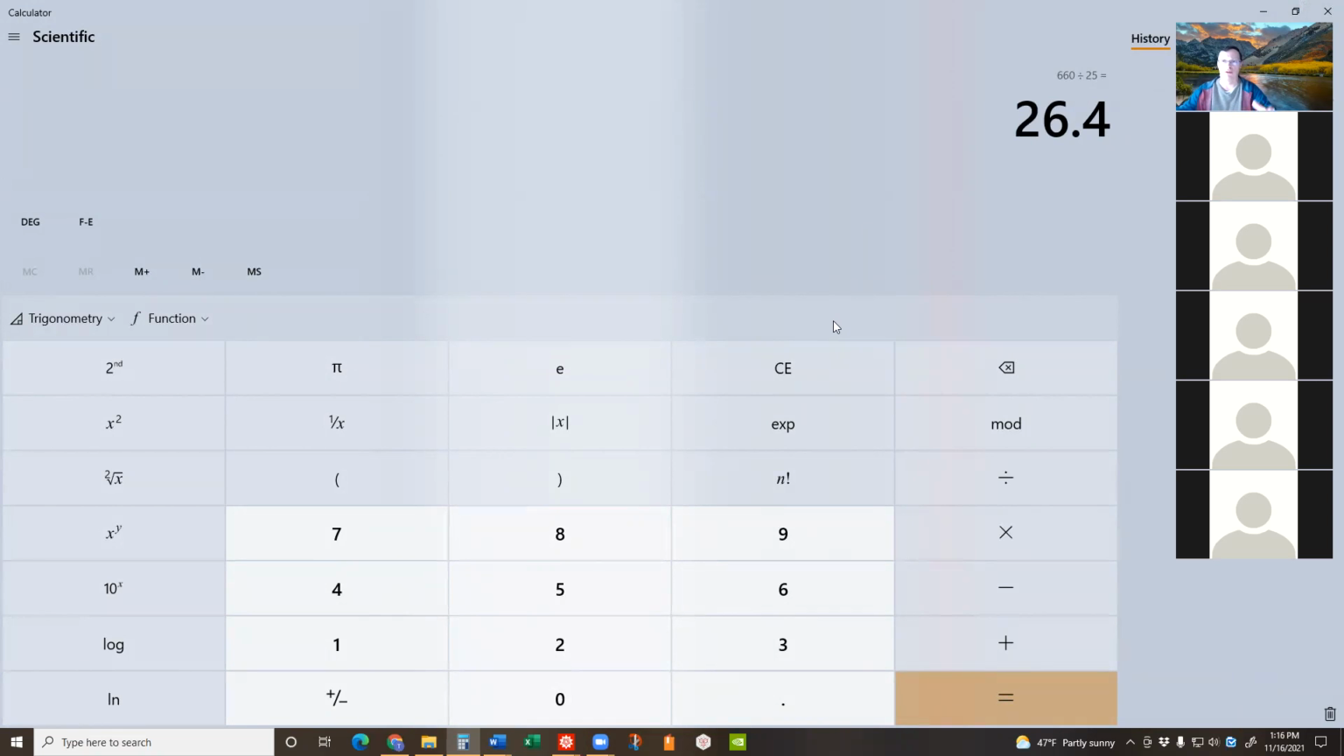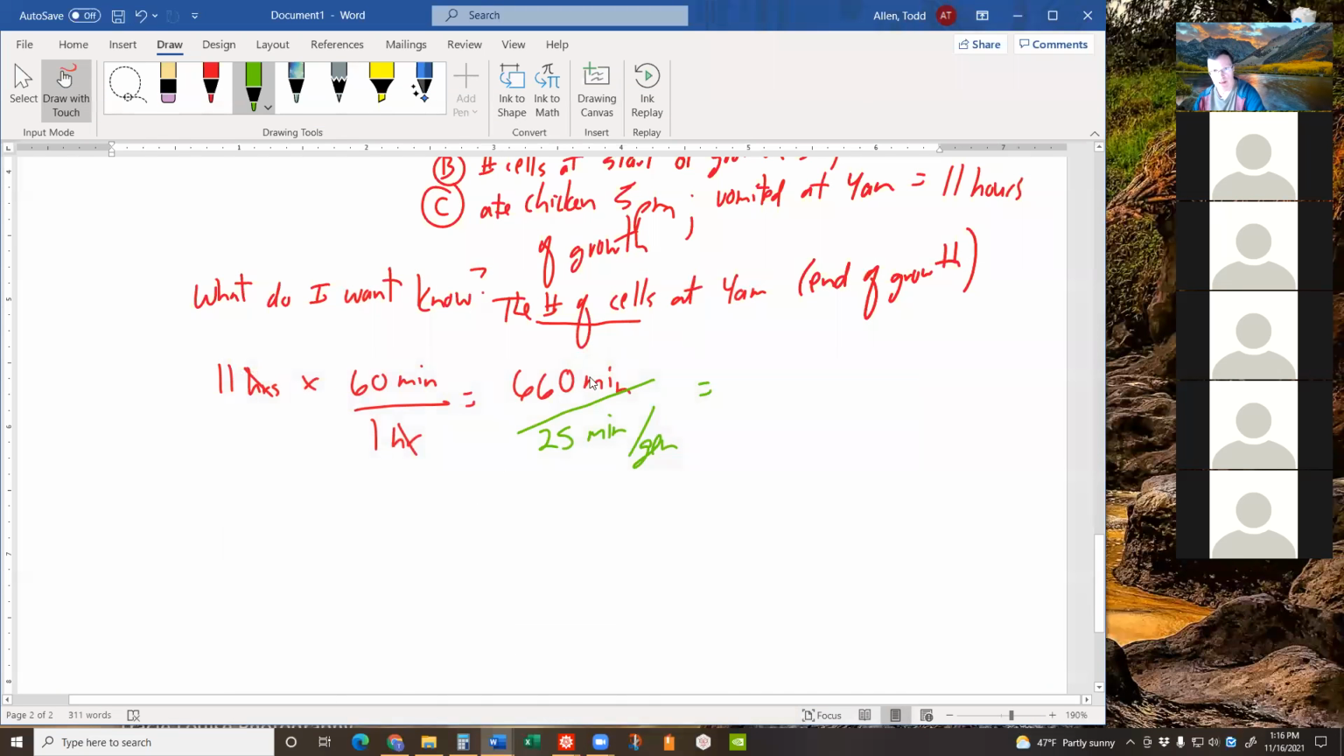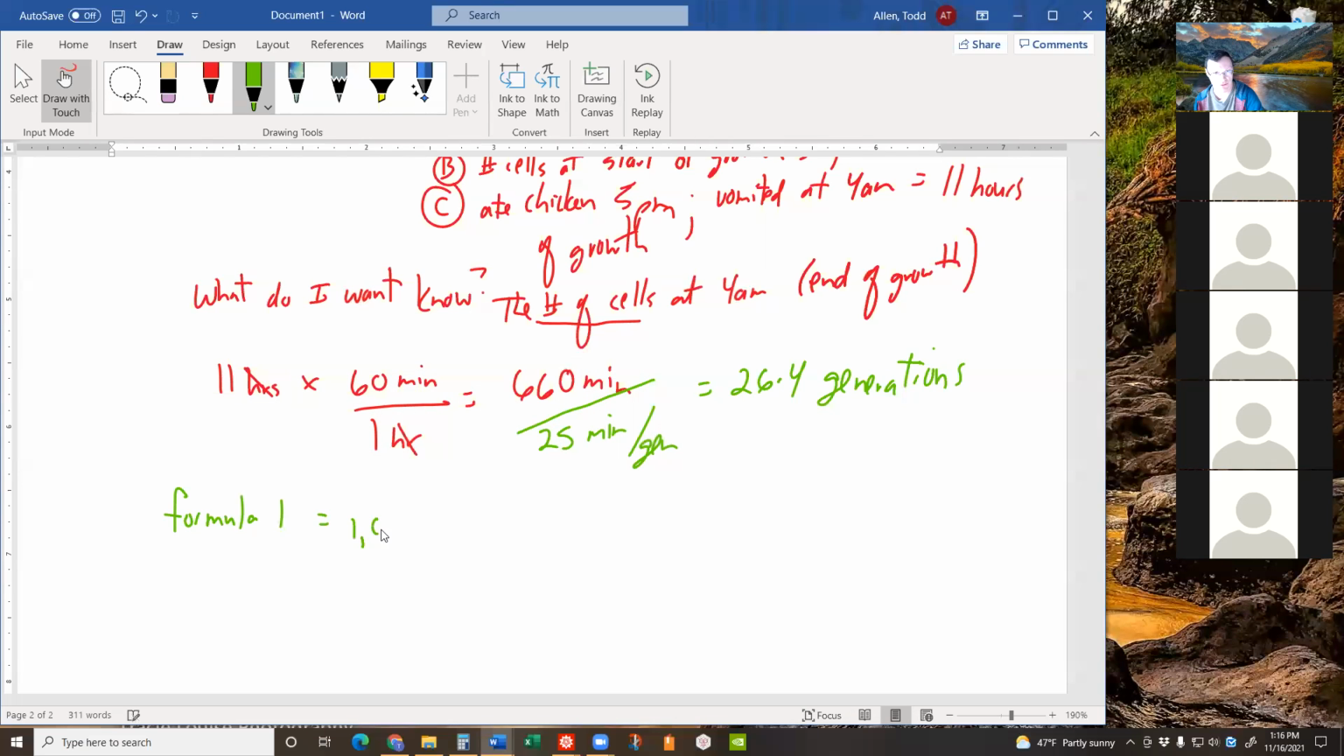You've taken the total amount of time that the microbe is growing, put it in units of minutes, and then divided by the generation time, which was stated in the problem. And you get 26.4 generations. Now, I know all the information I need to solve Formula 1. So that's going to be equal to the starting number of cells, which is 1,000, times 2 raised to the number of generations, 26.4.